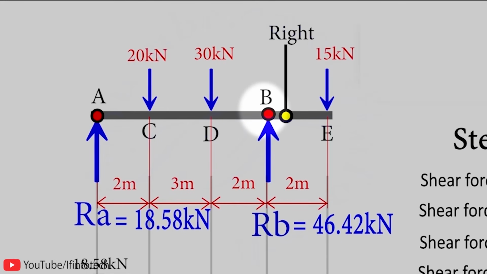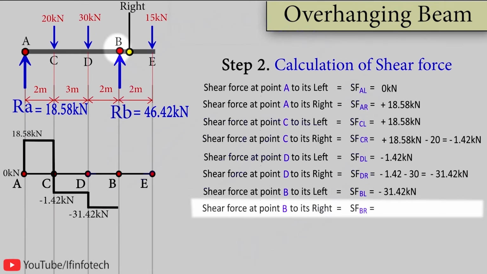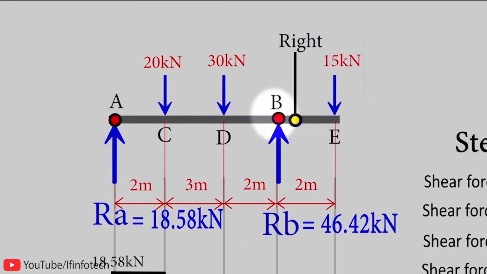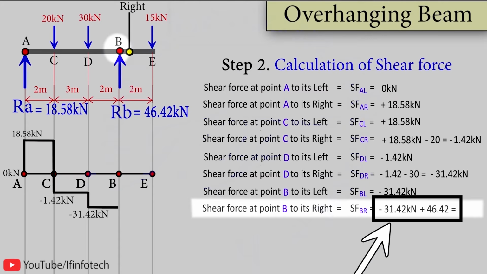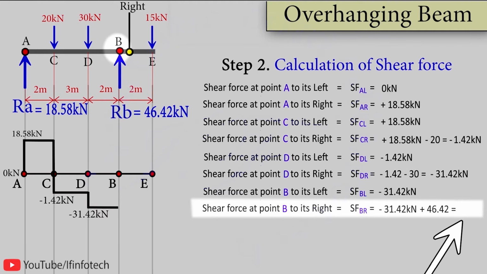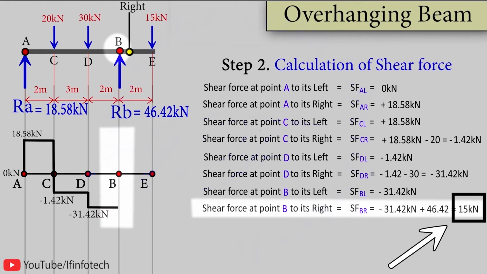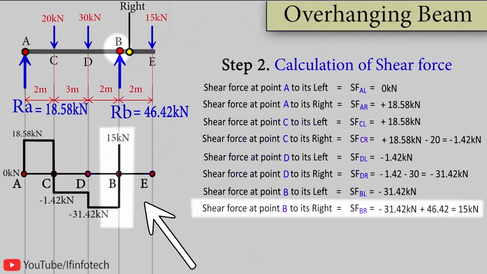Now I am taking section to the right of point B, that is SF at B to the right, and I carry forward the previous value of shear force up to point B on its left side, which is minus 31.42 kN. When we move towards the right of point B, there is a 46.42 kN upward reaction force, which is positive. So this will be minus 31.42 plus 46.42, and it gives me the value of shear force as 15 kN. In this case, the value of shear force at point B to the right is positive.